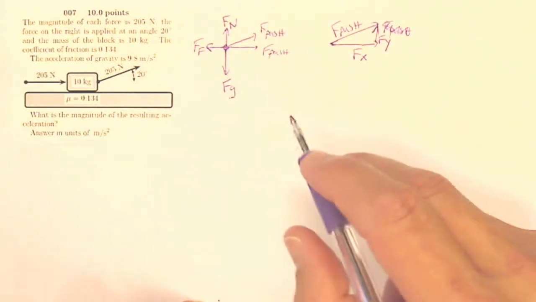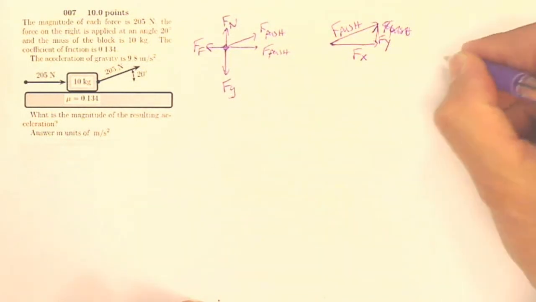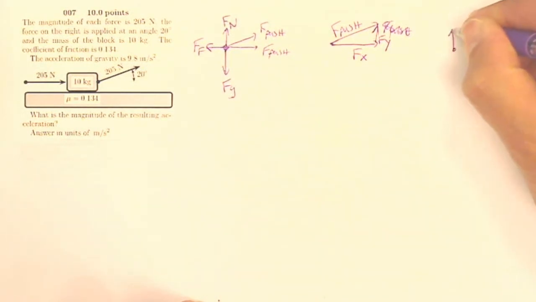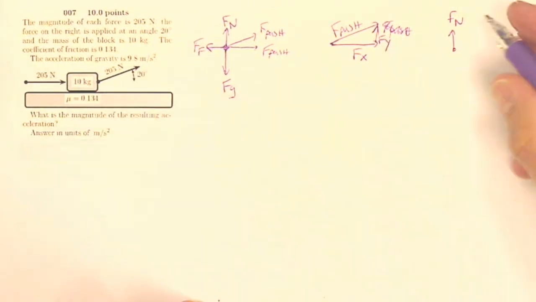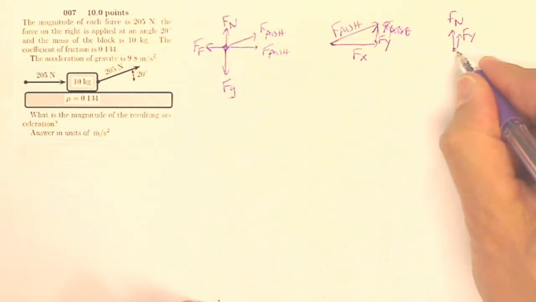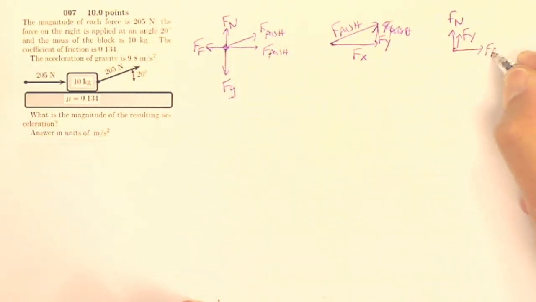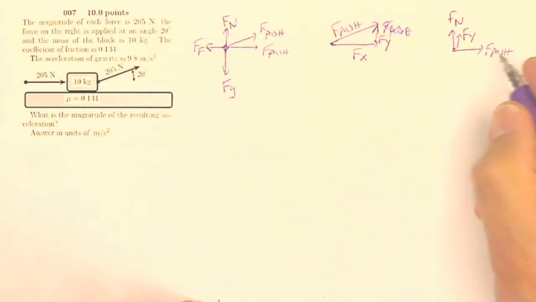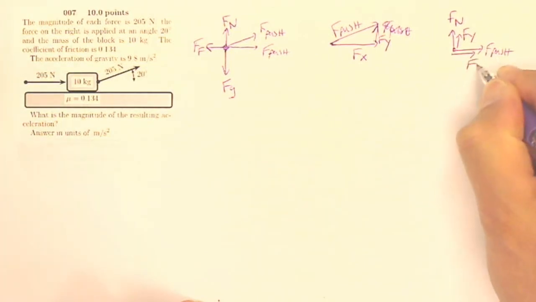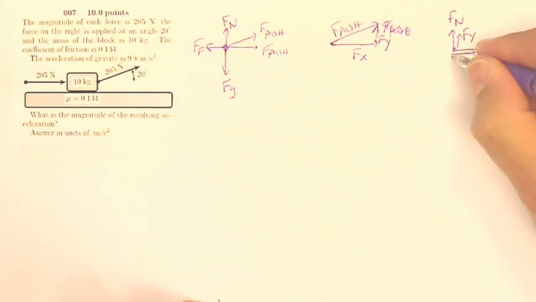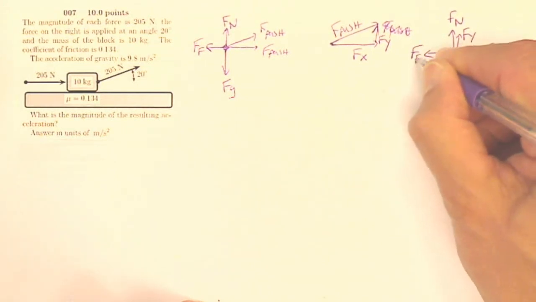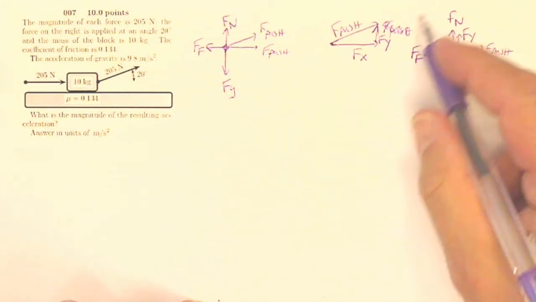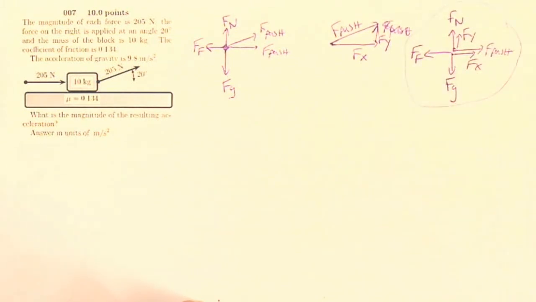If I were to redraw this free body diagram now, I've got my normal force up. I've also got a y that's up because this one's up to the right. So I've got a y that's up. To the right I've got an F push, and I've also got an Fx. Down I've got gravity. And backwards I've got friction. So this is my free body diagram with components.